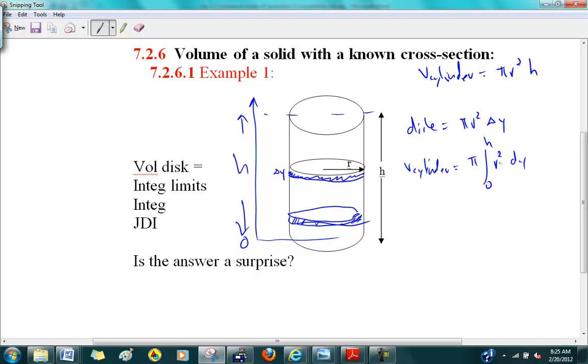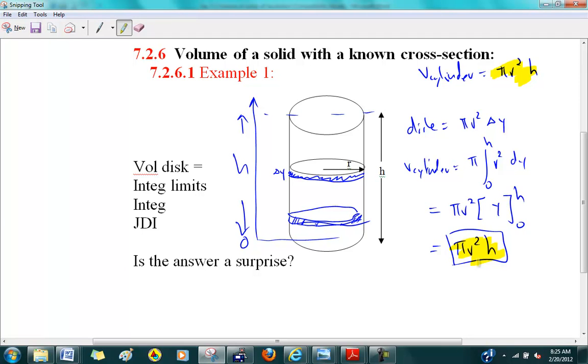As far as the integral is concerned, r is just some constant, some radius. So this becomes pi r squared y from y equals 0 to h. Plug and chug, and you get pi r squared h. Wow, it's not rocket science. We knew this back in kindergarten, but here is the actual derivation of the volume of a cylinder from known cross sections.